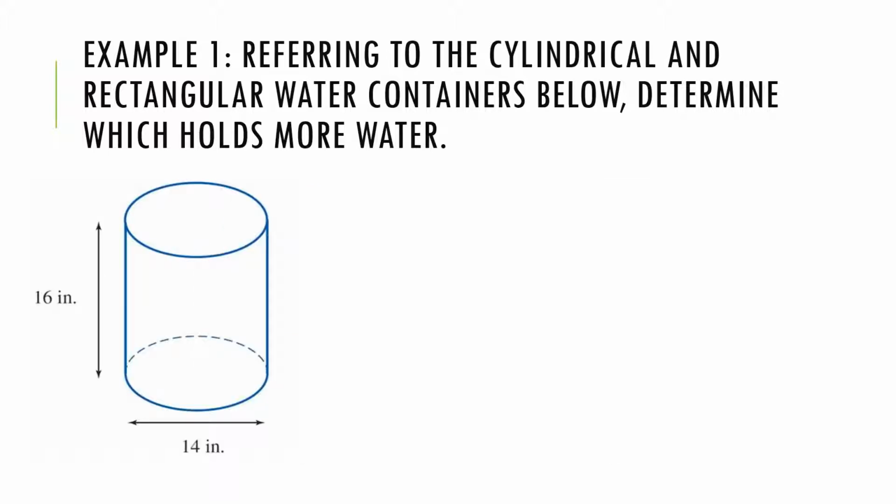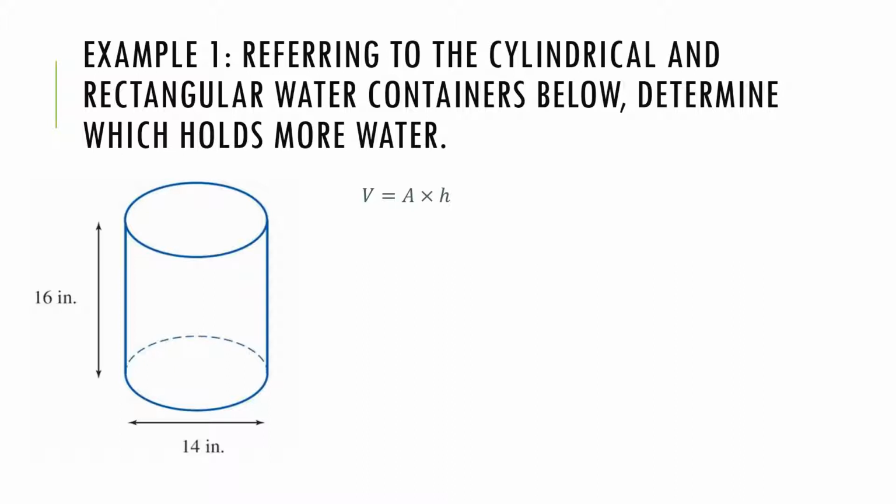We're going to start by finding the volume of the cylindrical container. I'm finding the volume because I want to determine which one of these containers will hold more water, and whichever one has the higher volume will be the container that will hold more water. So to find the volume, since this is a shape that has an identical cross section, we're going to use the formula from the previous page, so volume equals area times height.